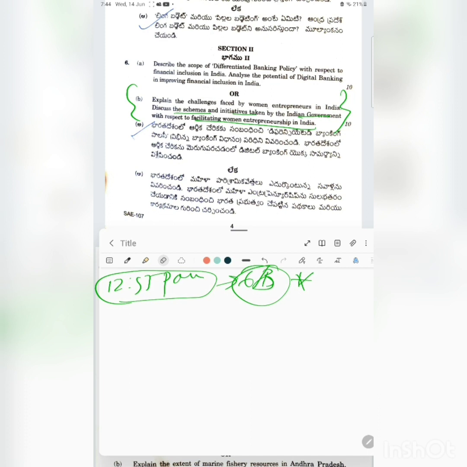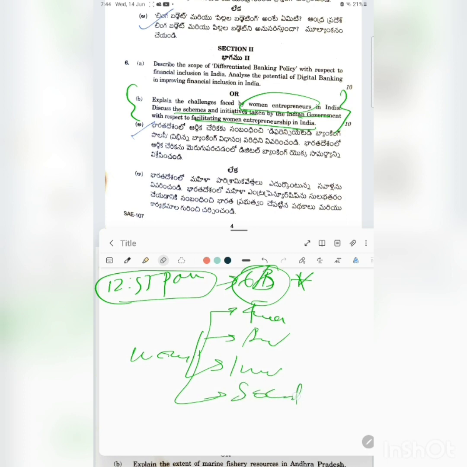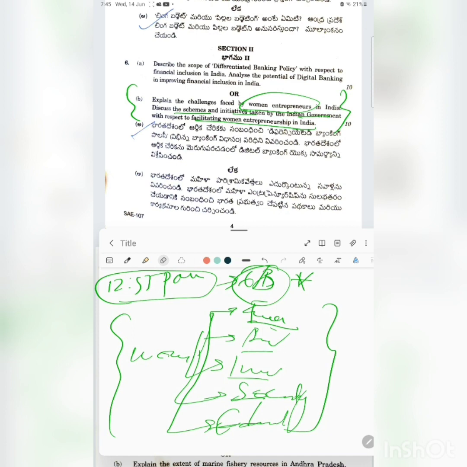If you see here, the question says explain the challenges faced by women entrepreneurs in India. So immediately I wrote what the challenges are: with respect to finance, awareness, investment, society support, and education. So these are the challenges faced by women entrepreneurs in India: financial, societal, education and awareness issues.